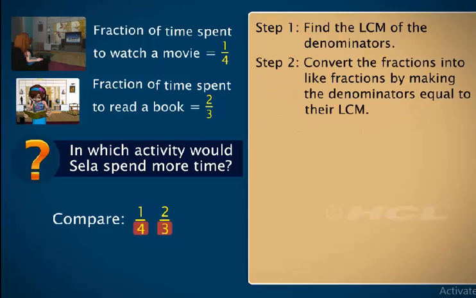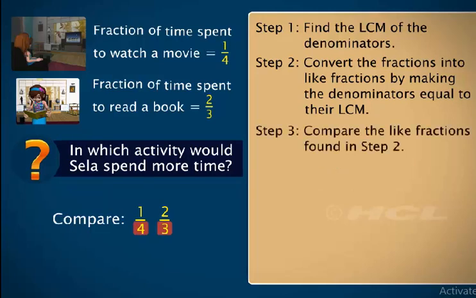In the second step, we convert the fractions into like fractions by making the denominators equal to their LCM. To convert the denominator of the fraction 1/4 to 12, we multiply the numerator and denominator by 3. We get the fraction 3/12 as its equivalent fraction. To convert the denominator of the fraction 2/3 to 12, we multiply the numerator and denominator by 4. We get the fraction 8/12 as its equivalent fraction.